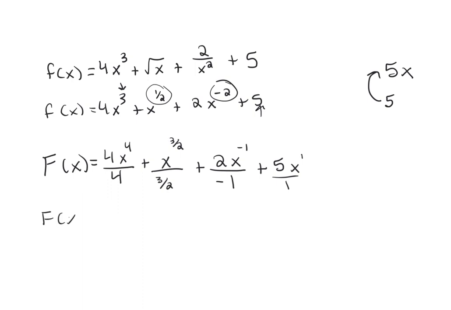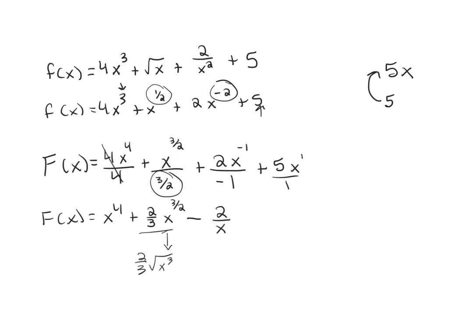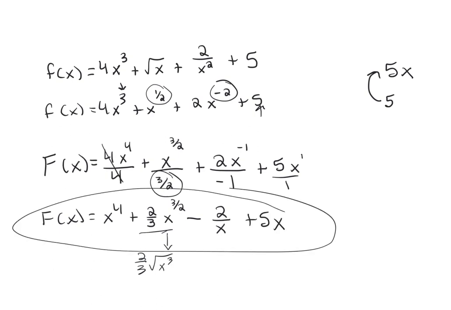So let's clean this up a little bit. So here these cancel, so this is x to the 4th. Dividing by 3/2 would be the same as multiplying by 2/3, so 2/3 x to the 3/2. And we could write that as the square root of x to the 3rd, but I'm just going to keep it like this for now. And then this is minus 2 over x plus 5x. So here is the antiderivative using the power rule. If we take the derivative of this, we'll go back to where we started.